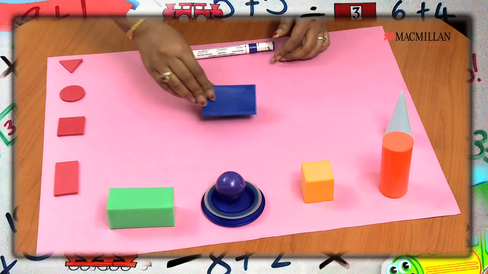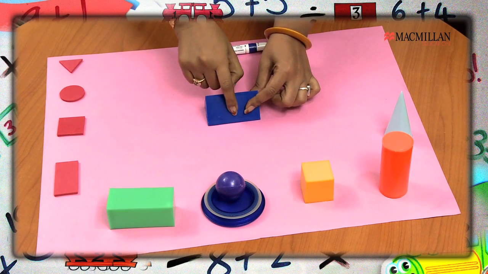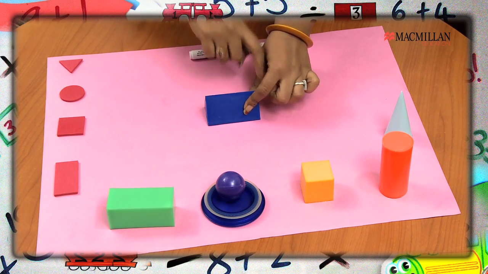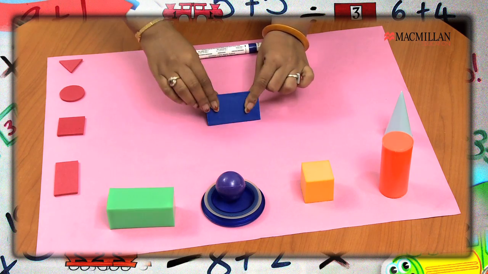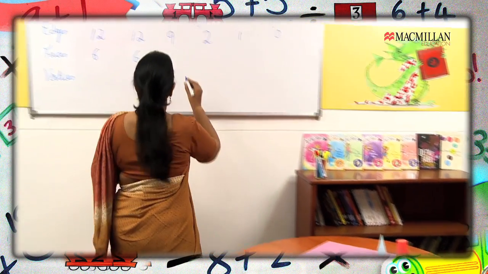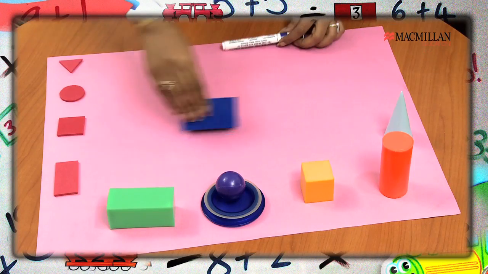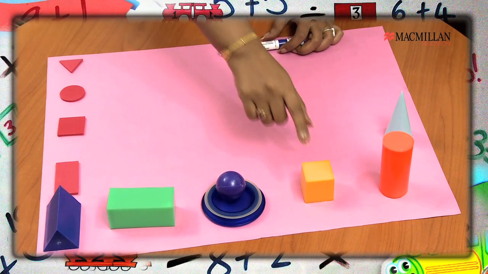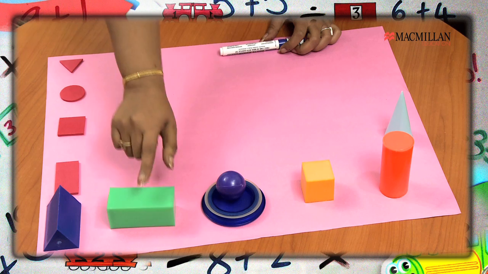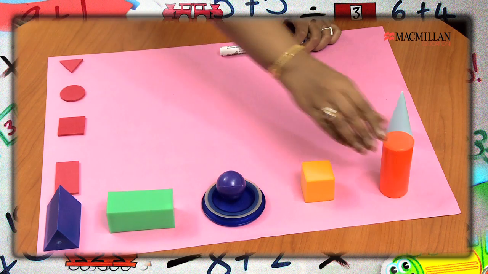Let's do the same thing with the prism. 1, 2, 3, 4 and of course here 5. So prism has 5 faces. Did you notice something special about these 3 things? All the faces are plane faces.